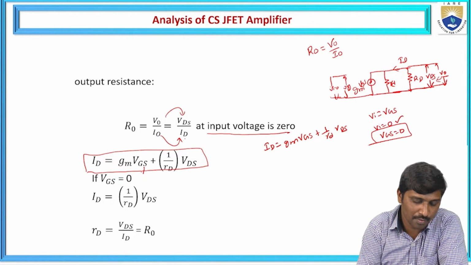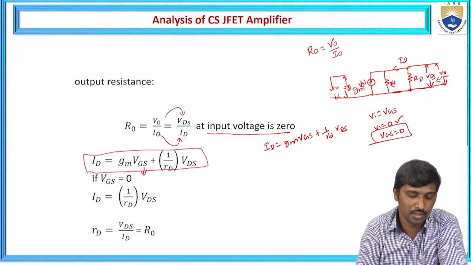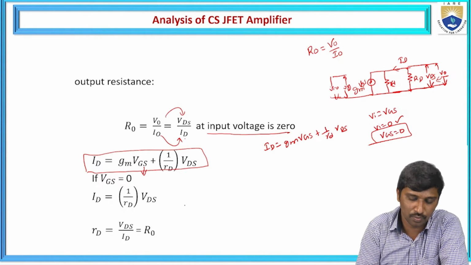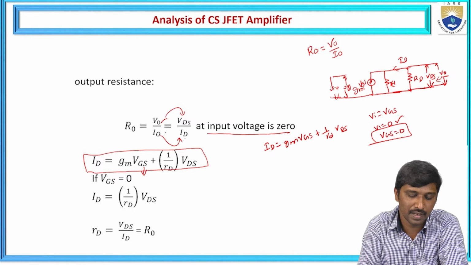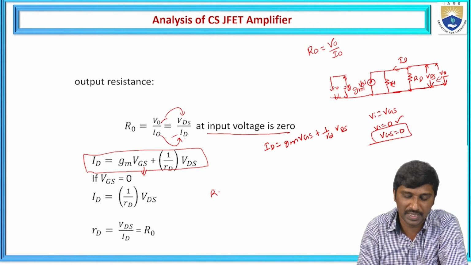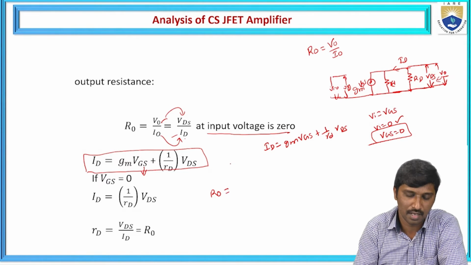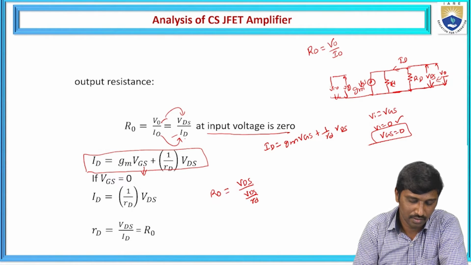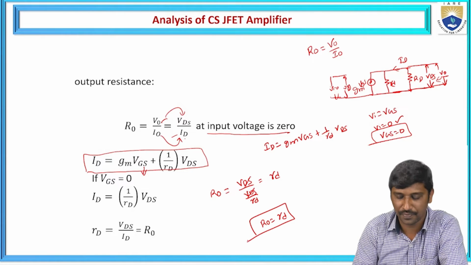In this term, I am going to substitute VGS as 0, so 0 is multiplying the gm term. Hence, ID becomes only 1 by rd times VDS. Now we can substitute these two parameters, the VDS and the ID, to determine the output impedance. R0 is represented as VDS by ID, and ID is replaced by VDS by rd. So VDS and VDS get cancelled, and R0 is equal to small rd.